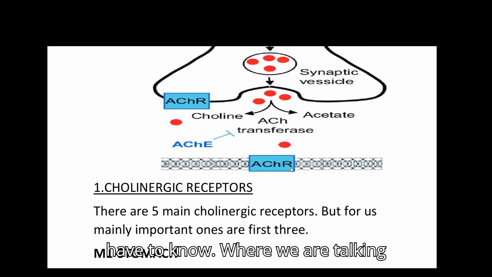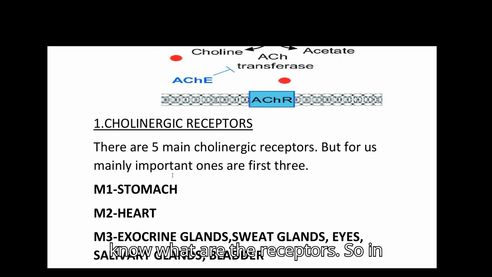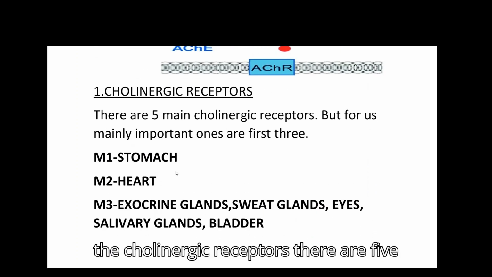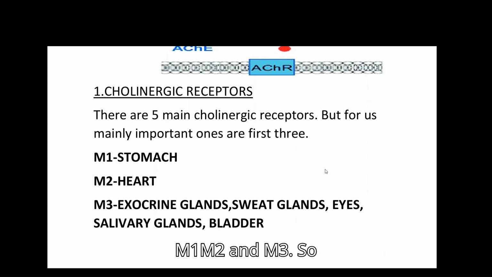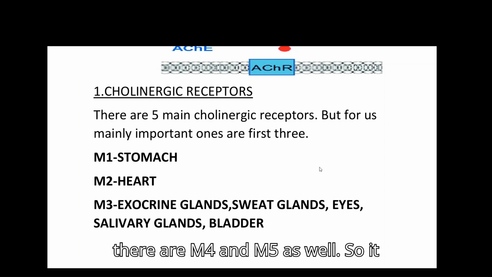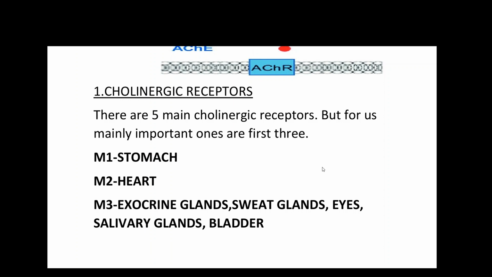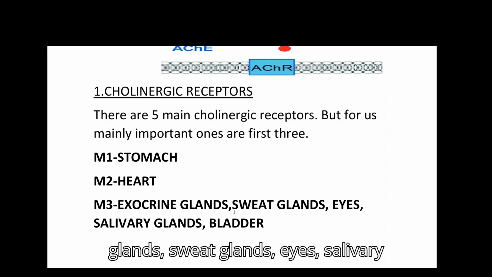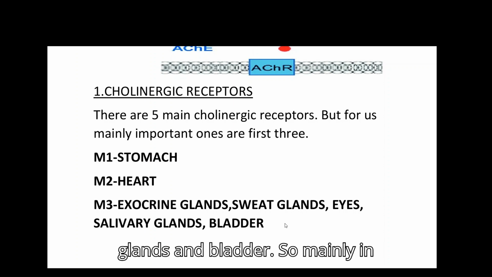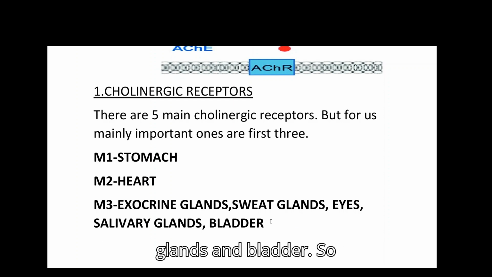When we are talking about parasympathetic drugs, we have to know what the receptors are. There are five main cholinergic receptors, but for us the mainly important ones are the first three: M1, M2, and M3. There are M4 and M5 as well, but they are not clinically important. M1 is in the stomach, M2 is in the heart, M3 is in the exocrine glands, sweat glands, eyes, salivary glands, and bladder.